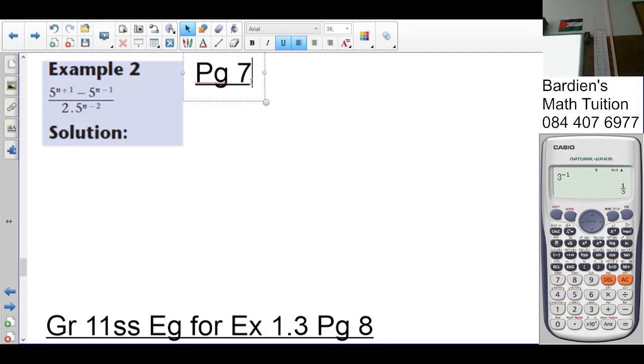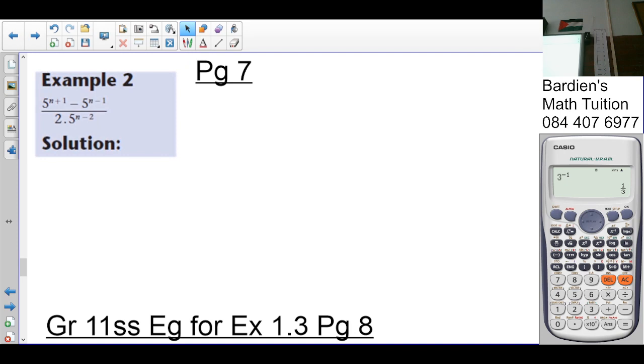Okay. So what do we do first? First things first. We break up our friend. Don't break up friends. We're going to break up these bases here. So 5 to the n plus 1 can be broken up, and 5 to the n minus 1, and 5 to the n minus 2.